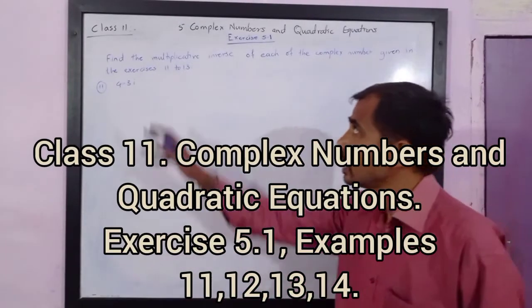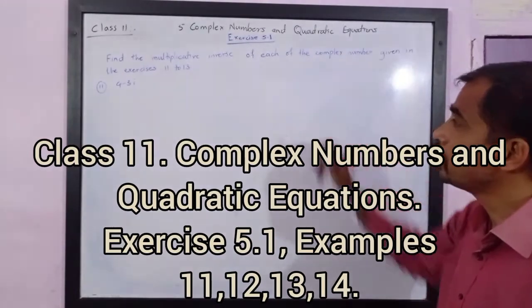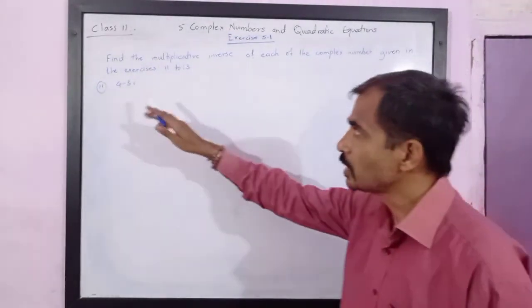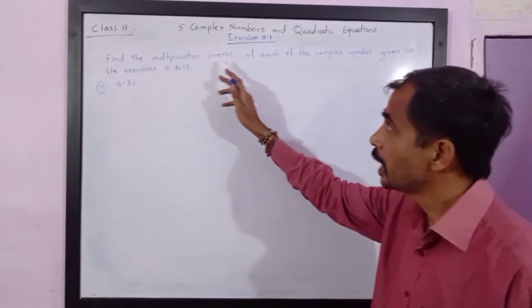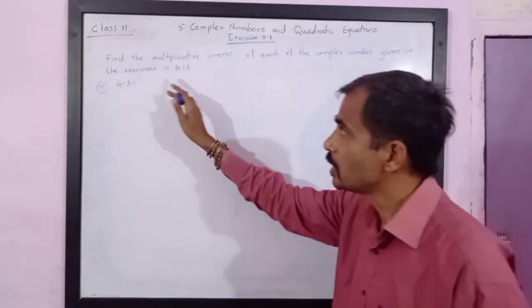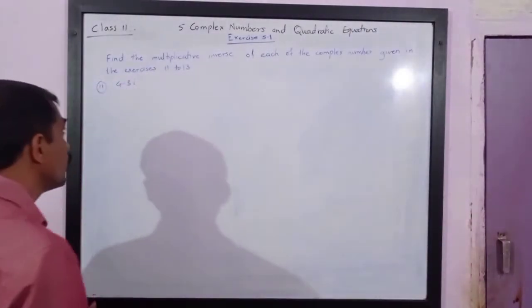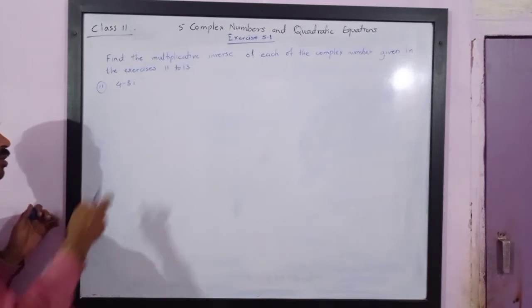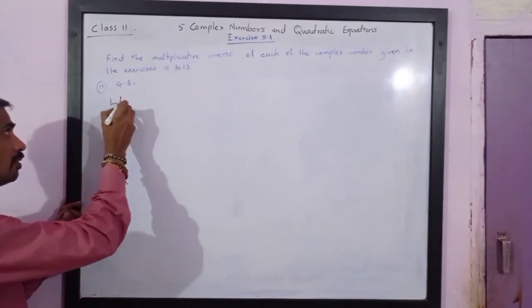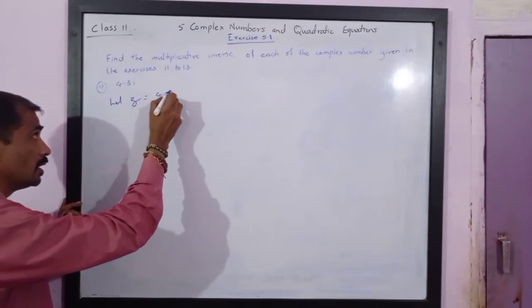Dear friends, in class 11 we are studying complex numbers and quadratic equations, and in exercise 5.1 we have the next question. Find the multiplicative inverse of each of the complex numbers given in exercises 11 to 13. The first, question 11, is 4 minus 3i. Now let the given number be z. z is equal to 4 minus 3i.